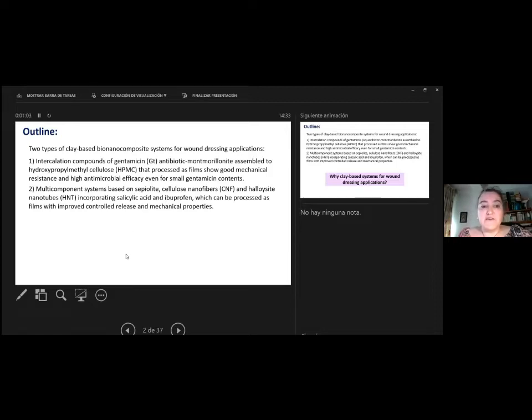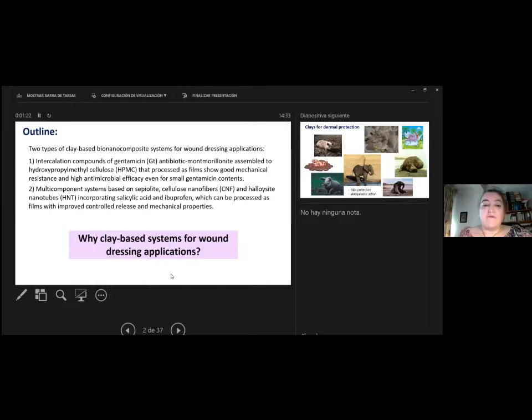And then the second part, I will introduce another type of bionanocomposite system that is actually a multi-component material in which different types of nanoparticles are combined, and it can also be regarded as a possibility to be used in this type of application. Why will we use a clay-based system for wound healing application?